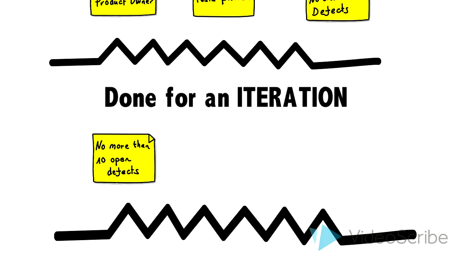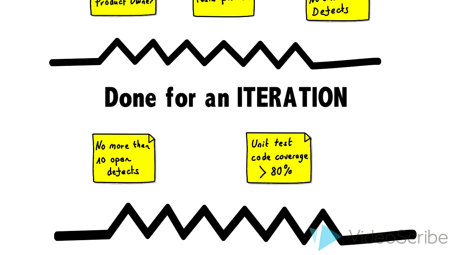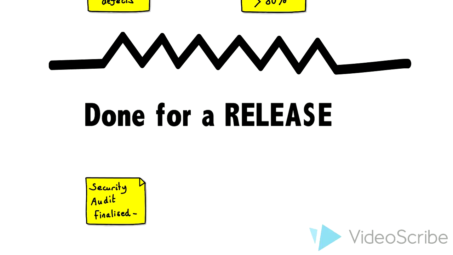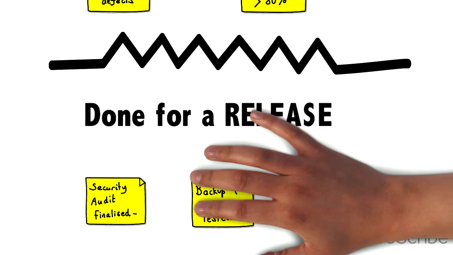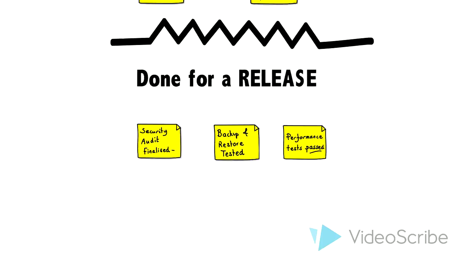No more than 10 open defects in an iteration. You don't want to carry over too many defects from one sprint to the other. Security audit you can wait until further down the line. Backup and restore can wait, but all of this will be done before you make a release.